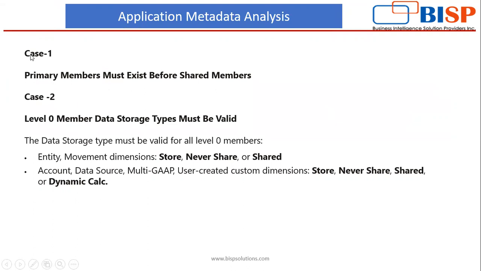So the first case that I'm going to discuss is that primary members must exist before the shared members. If this is not the case, and shared members are before the primary members in the application, it will throw you errors. So let's just see in the application.